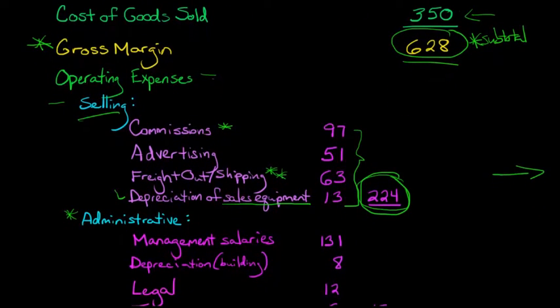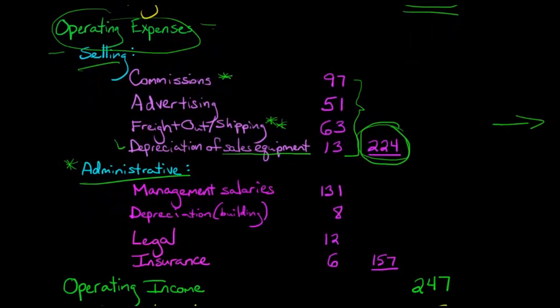And then the selling and the administrative component, they're all operating expenses, so we'll just go ahead and deduct those and come to something called operating income. So there's our operating income right there. But let me just go through the administrative briefly. So this 131 here might include something like the salary of the CEO, and then we've got the depreciation, but as it pertains to the administrative function.